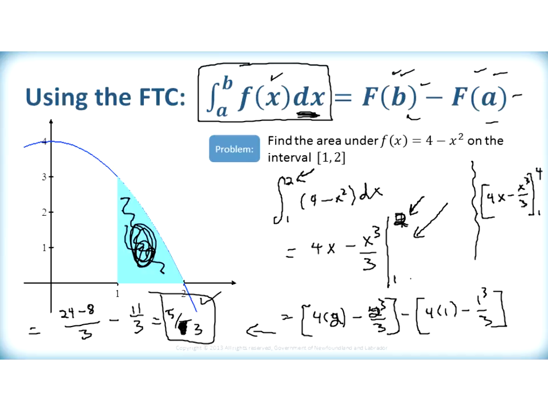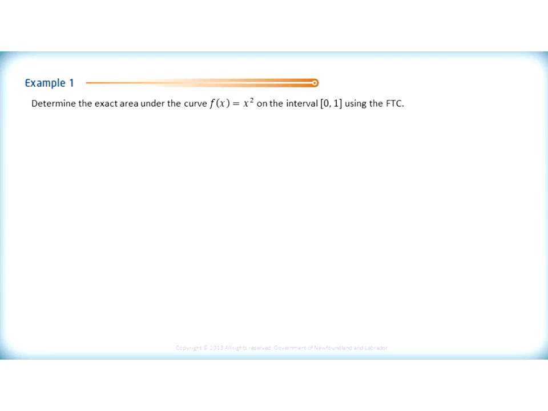And we find that by evaluating that definite integral. Evaluating definite integrals gives you the area under the curve. Cool. Let's find another one. Determine the exact area under the curve of f of x equals x squared on the interval from 0 to 1 using the fundamental theorem.